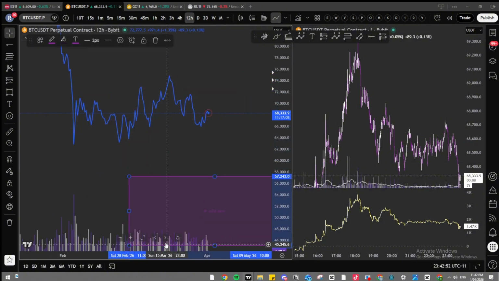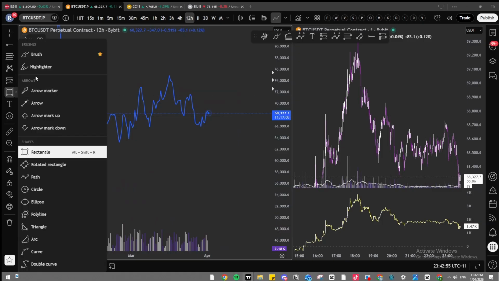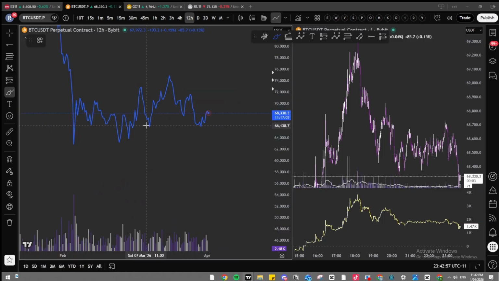And yes, we are making higher lows. Remember how I told you 2 days ago, I believe it was, that I don't want to see this low being lost. If we lose this low, we're bearish.